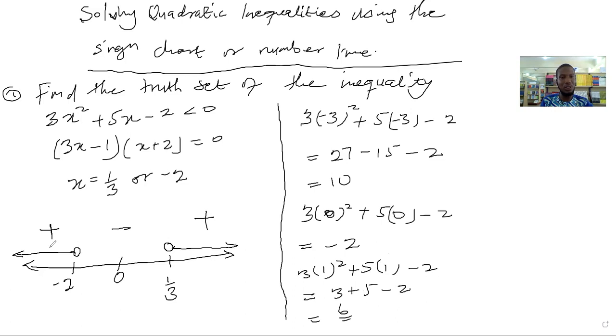So for the three regions, in this region we have positive, here we have negative, and then here we have positive. Let us now see. I just feel like writing my negative well.